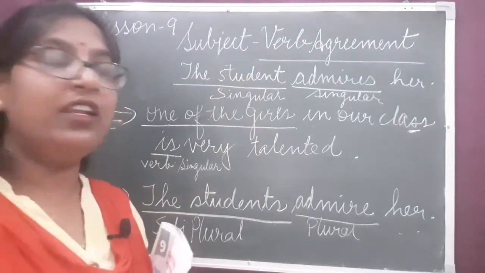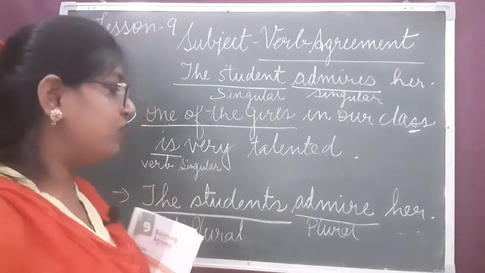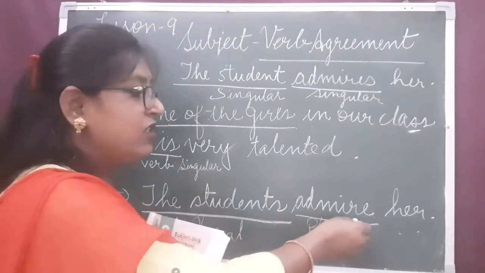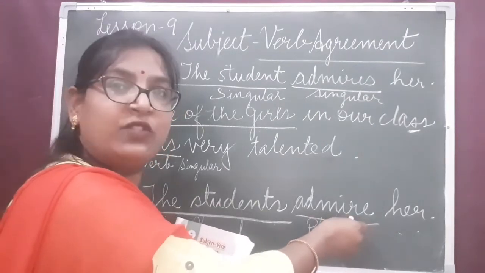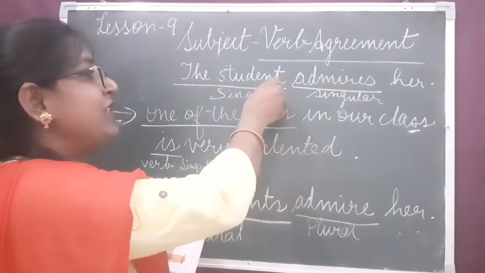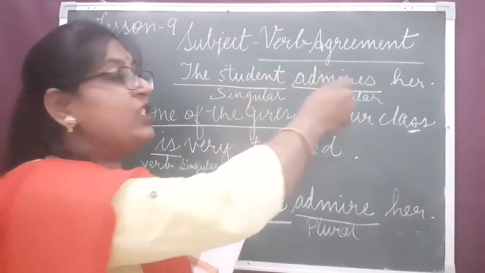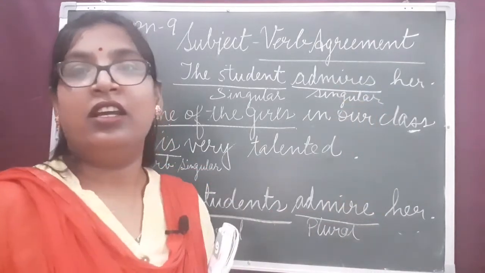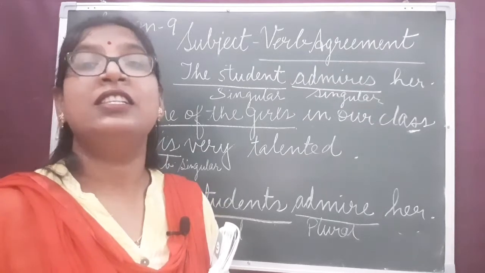So dear children, always remember, in present tense, action verbs, when the subject is plural, we do not add S with it. We use the base form of the verb, and when the subject is singular in number, we add S or ES form with the verb, and it indicates the singular number. The verb is in singular form.